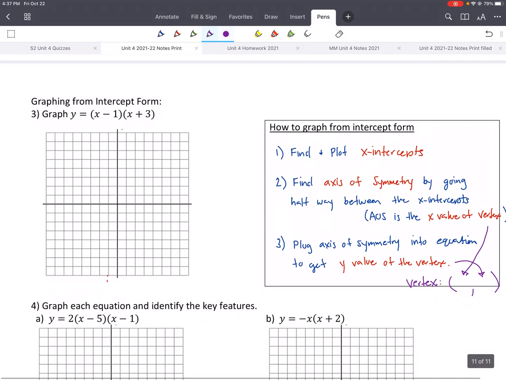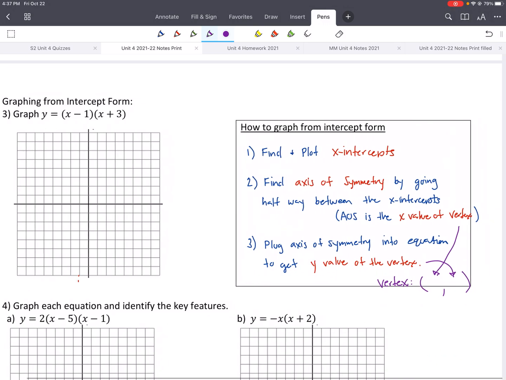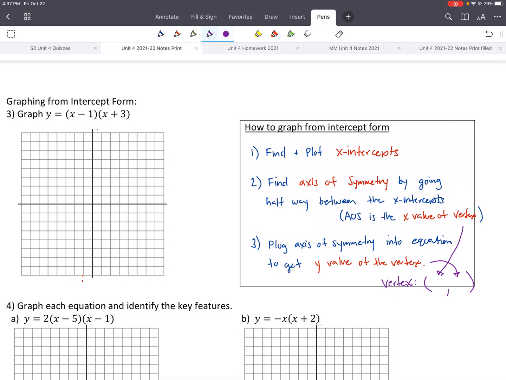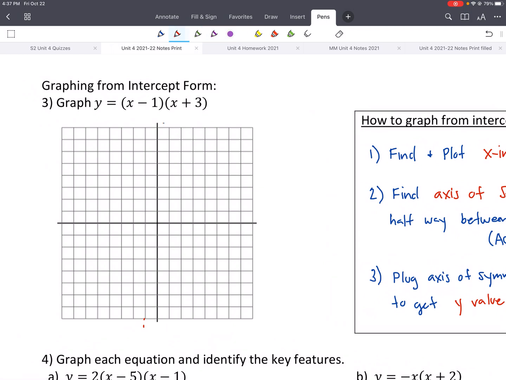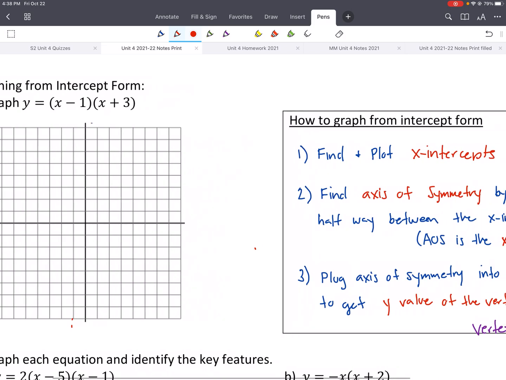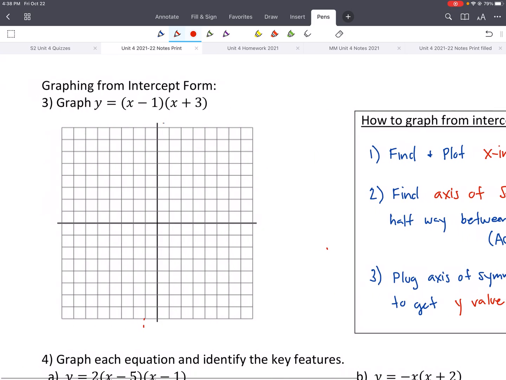All right, last thing we need to talk about is graphing from intercept form. And this isn't too bad. I already wrote the steps so we could save a little time, but we'll just go through it, okay? So first off, we're going to find and plot our x-intercepts. So again, x's tell lies, so our x-intercepts are going to be 1, 0 and -3, 0. So we'll plot those there and there.